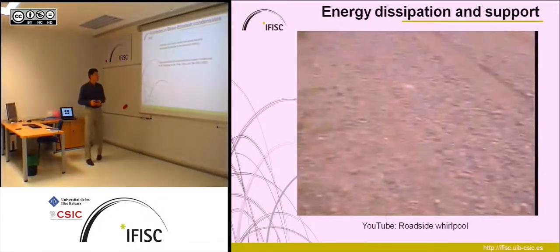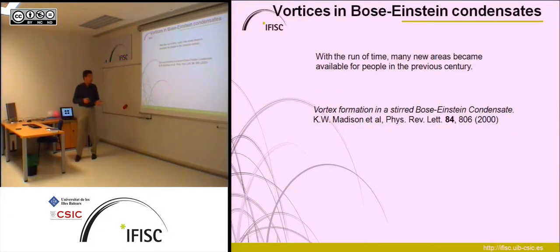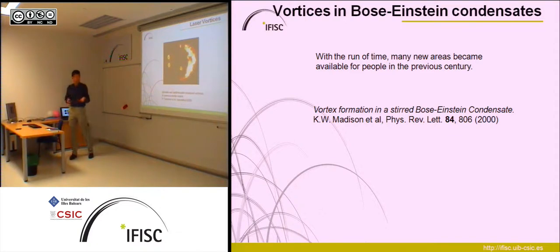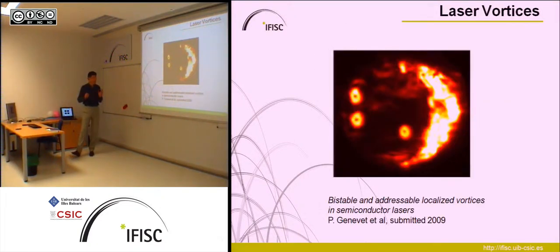Okay, with the run of time, many new areas became available for people in the previous century. For example, people were able to create Bose-Einstein condensates, which are states with very low temperatures. And of course, observation of vortices became possible in these systems. Here I give a reference where they give vortex-like states in Bose-Einstein condensates. Next, people got light amplification through stimulated emission. So they created lasers. And of course, the idea to create vortices in a laser field came to somebody's head. So to my knowledge, this idea came to several people independently in the 80s of the last century. So here I show the latest experimental results related to observation of vortices in semiconductor lasers, in VCSELs.